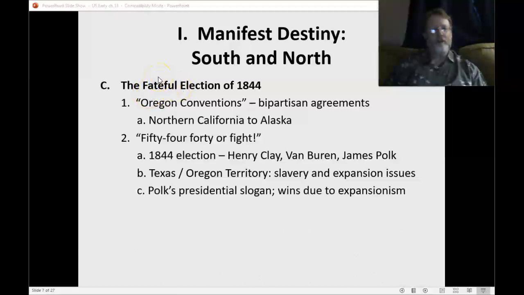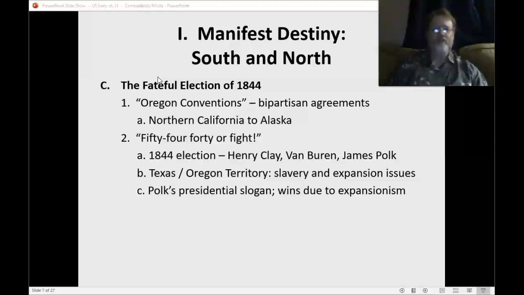How would they be admitted? When would they be admitted? Would it be slave? Would it be free? What about Mexico? Because Texas was still part of Mexico. So that's also an issue. What if we took Texas? Is that going to send us into war with Mexico? Lots of problems, lots of issues.